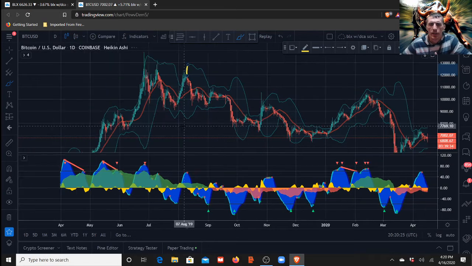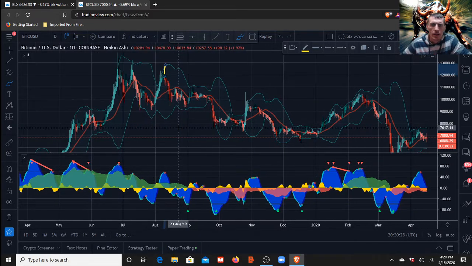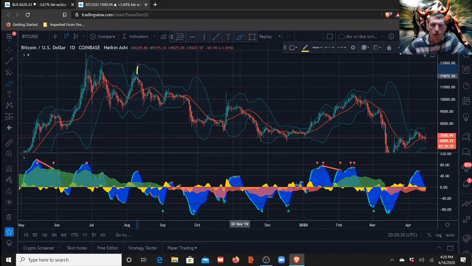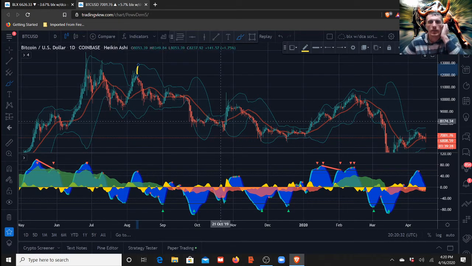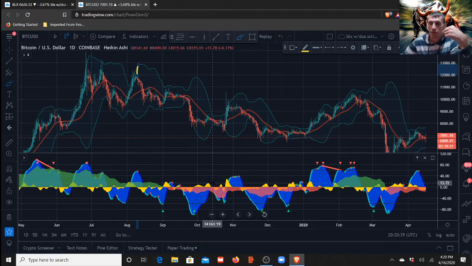You can use Heiken Ashi candles with the bands. I like using Heiken Ashi, you guys know that. The double top and double bottom method will still work with the Heiken Ashi, and then obviously the script works a lot better with it.